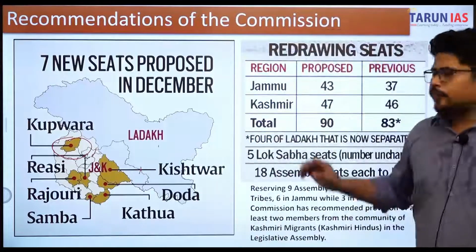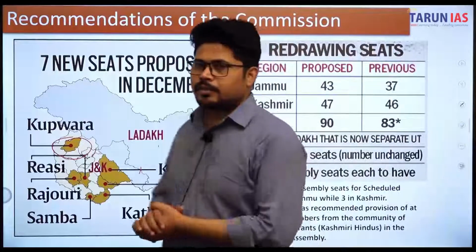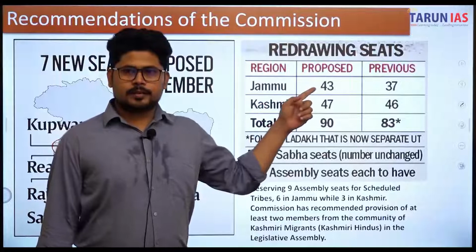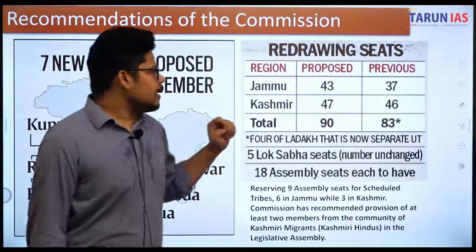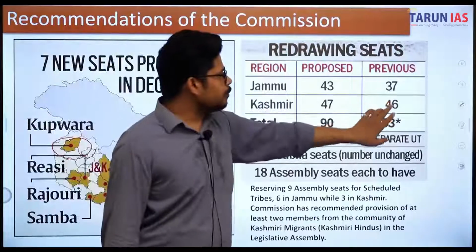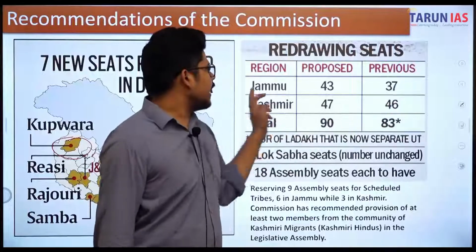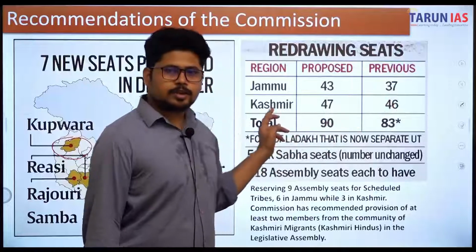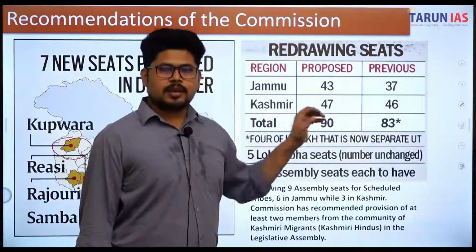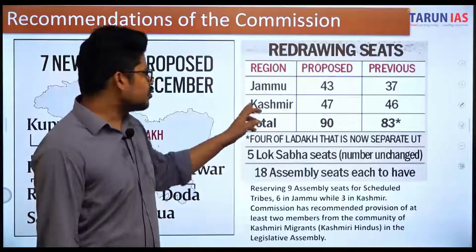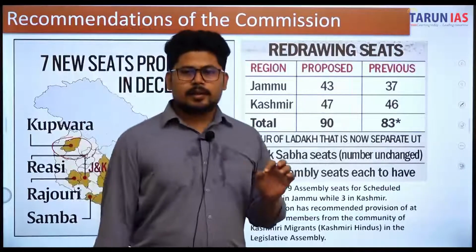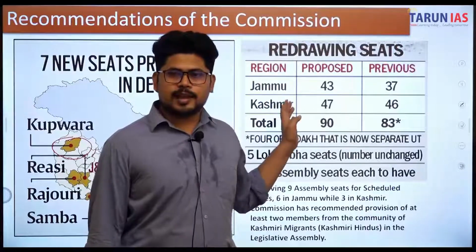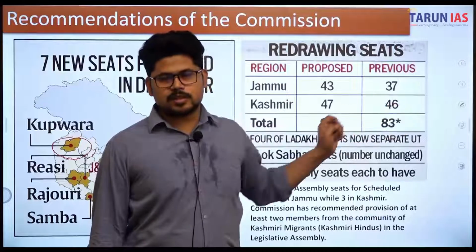Now if we try to see the comparison, the redrawing of seats has taken place. Jammu mein 43, previously it was 37. See, there existed a difference between the Kashmir region and the Jammu region. The Jammu region had 37 seats, the Kashmir region had 46 seats. But the argument here is that the Kashmir region is densely populated. That means the population of the Kashmir region is higher as compared to the Jammu region, and that is why it has a larger number of seats.